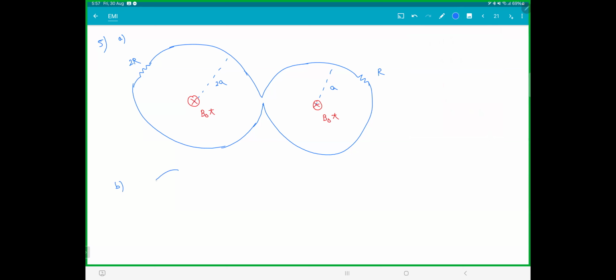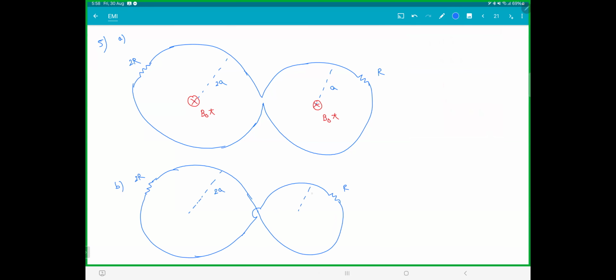In the second case, the same coils, but this time it is twisted. You're getting the coil twisted. This is R, this is 2R, everything same. Find the current in the system. This is 2A and this is A. Find the current. I want magnitude and direction.